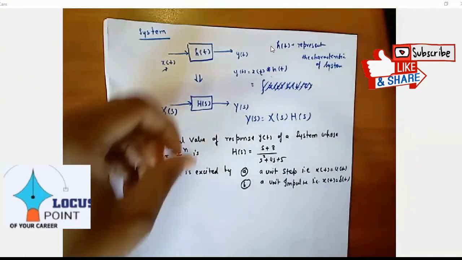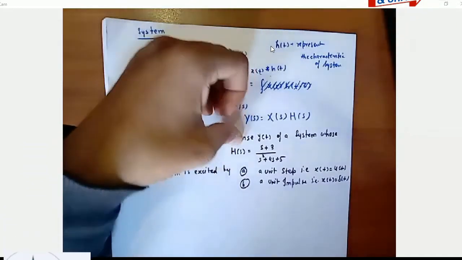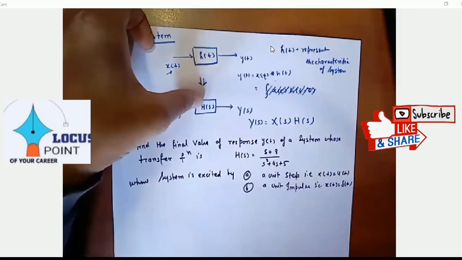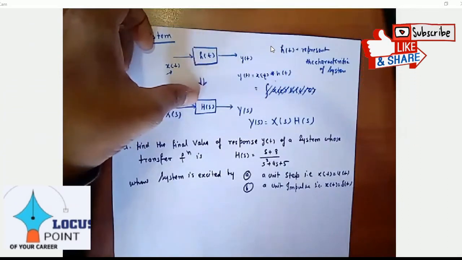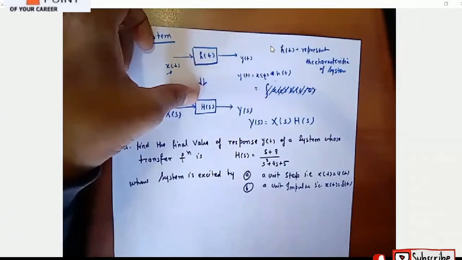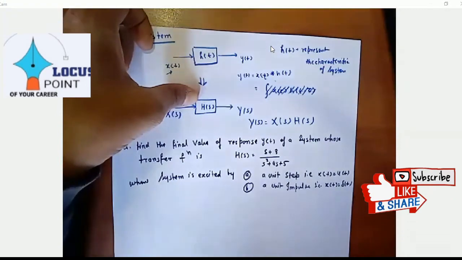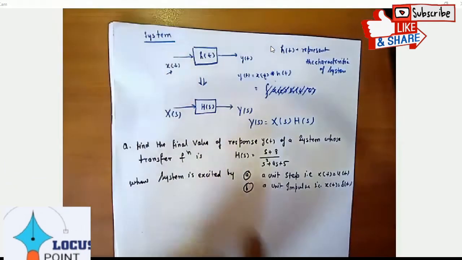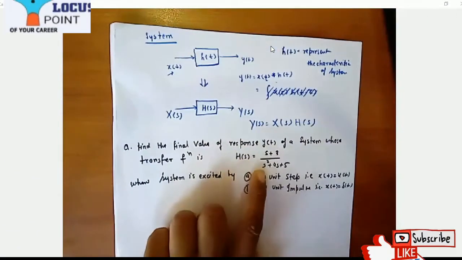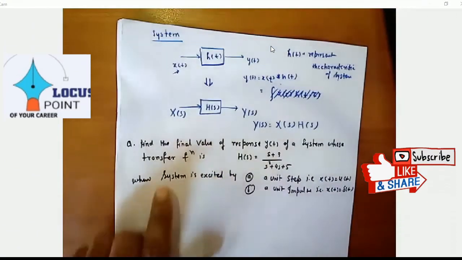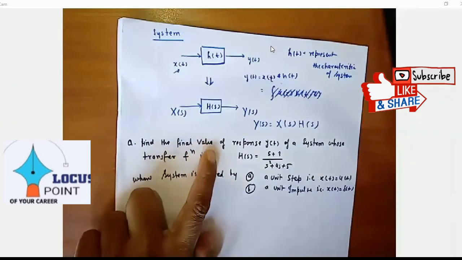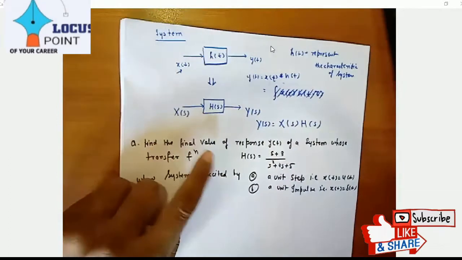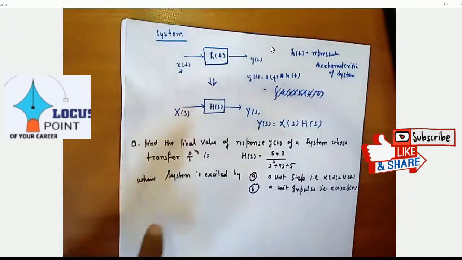What is in the question? Look here. They have given this h of s. What is this h of s? The property of the system. It may be differentiation, integration, a low pass filter, a high pass filter, an amplifier, whatever. It is simply given as h of s. Now the question is, you need to calculate the final value. That means this question basically depends on the final value theorem, right?